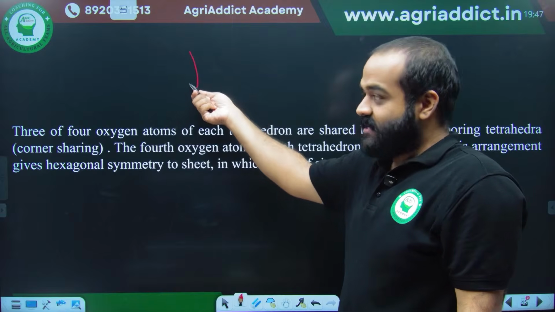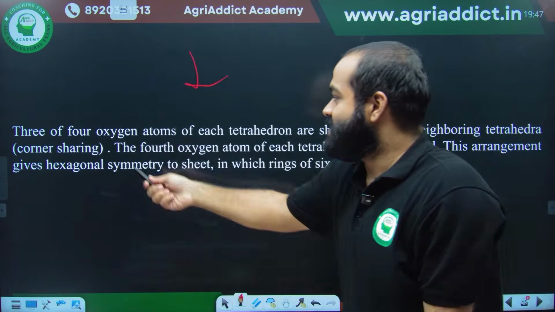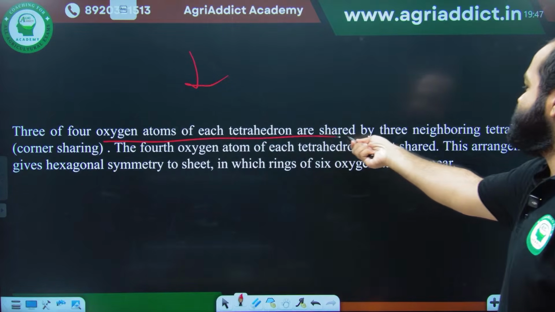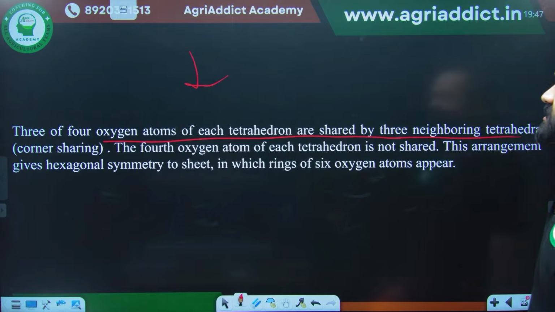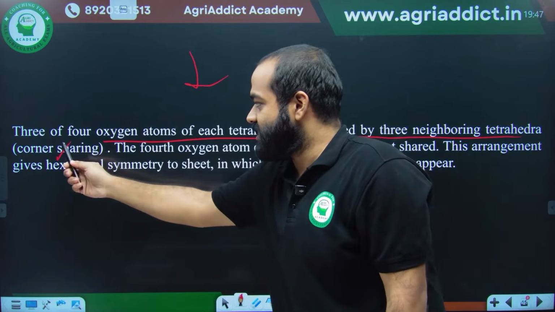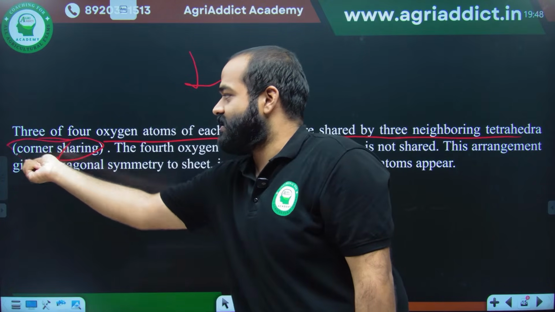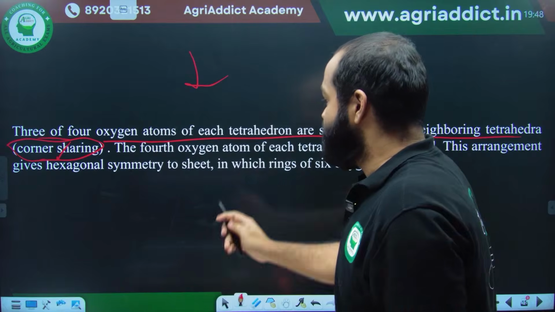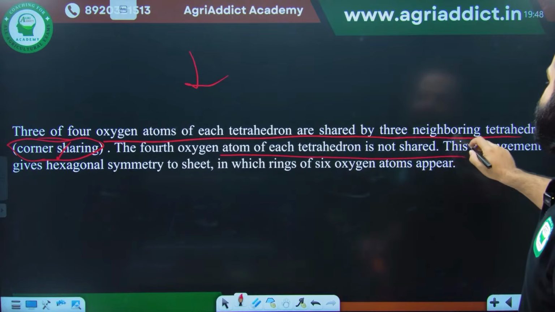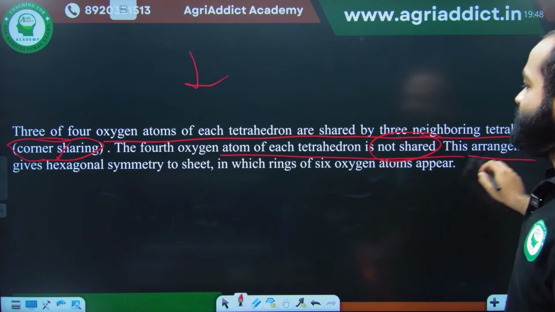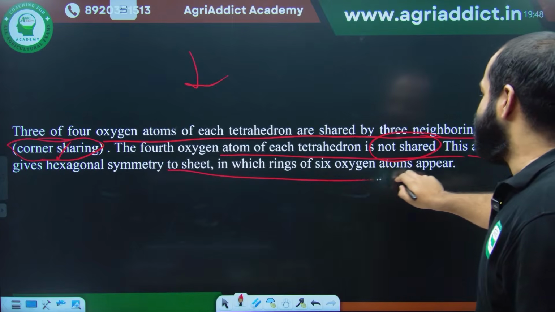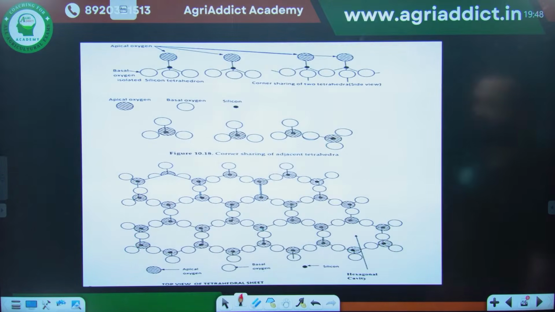This is the explanation of what I have been saying so far. 3 of 4 oxygen atoms of each tetrahedron are shared by 3 neighboring tetrahedra, also called corner sharing. This term is important, remember it: in tetrahedra there is corner sharing. The 4th oxygen atom of each tetrahedra is not shared. This arrangement gives hexagonal symmetry to the sheet in which rings of 6 oxygen atoms appear.